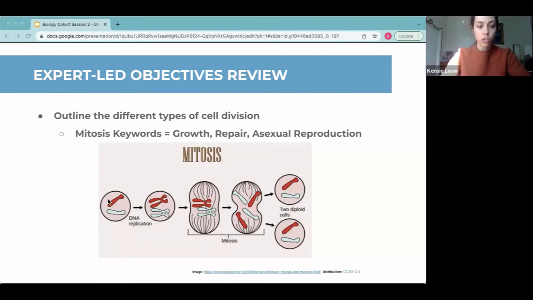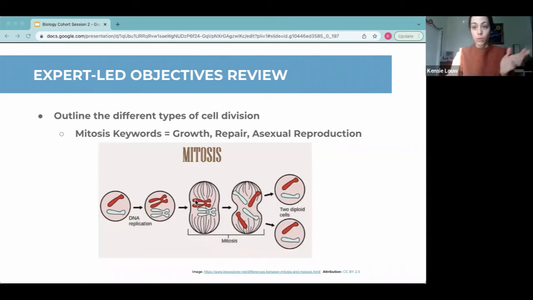So you start with 46 chromosomes, and then the DNA is replicated to become 92 chromosomes. And then the cell undergoes a series of changes, which for this objective, we're just going to talk about in overview, but there's more detail in a future objective about how the machinery of this works. So after the DNA is replicated, the cell organizes and arranges itself to be able to pull those replicated chromosomes apart.